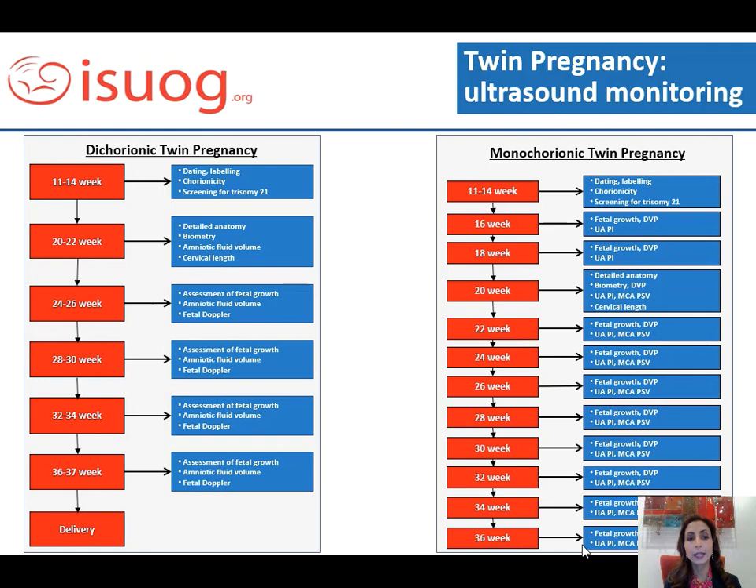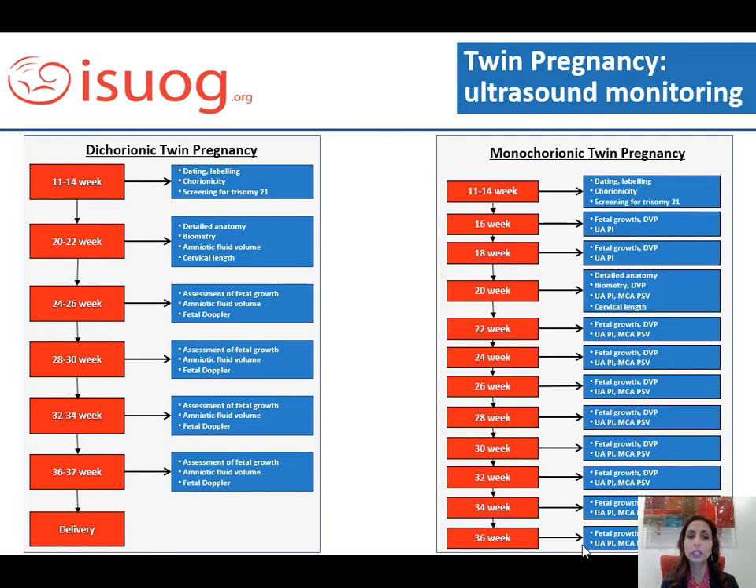After that, the scan should happen every 4 weeks until the end of the pregnancy, because we are monitoring for fetal growth restriction in twins. So at each scan, you will measure the biometry, you estimate the fetal weight discordance, you assess the amniotic fluid volume, and the ISUOG guideline includes assessment of the fetal Doppler.